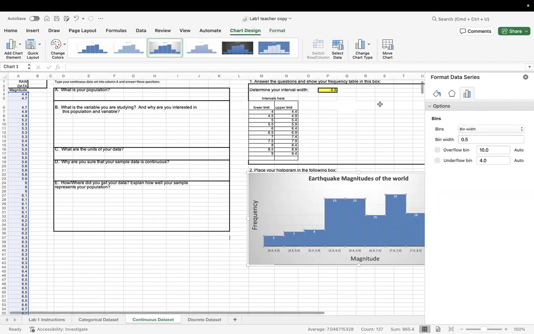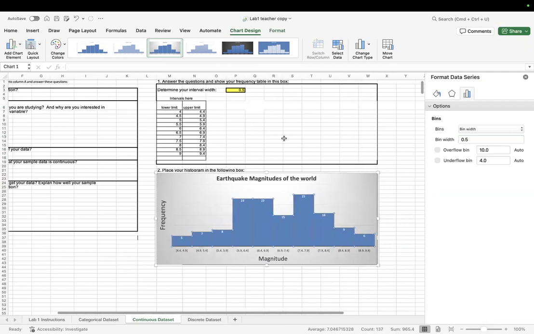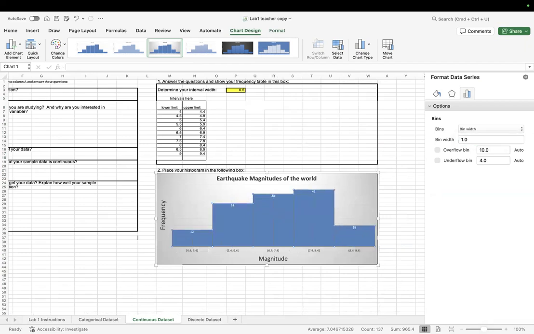Do I like the way it looks at 0.5? Let me scroll over here. Now that might be too many. Maybe I want it to be 0.75, or let's say what 1 looks like. Here you can play with it. I don't think that's enough. It might have known what it wanted with the 0.75. I kind of liked that one. So play with it here until you get it the way you want.